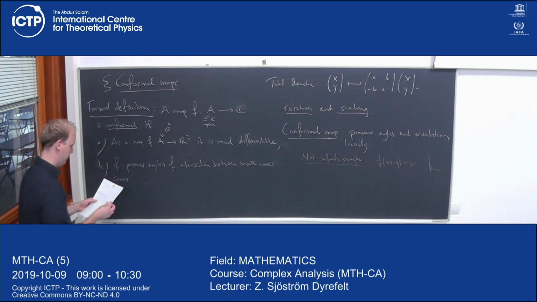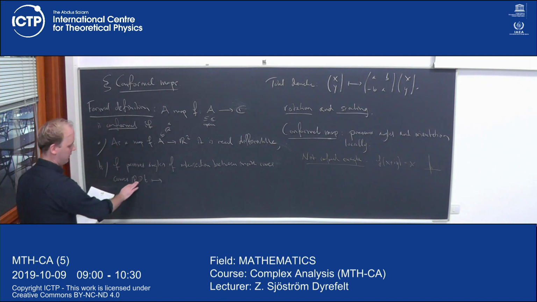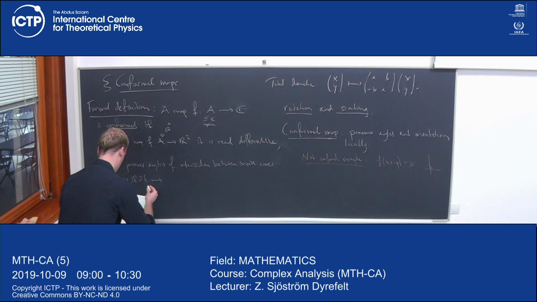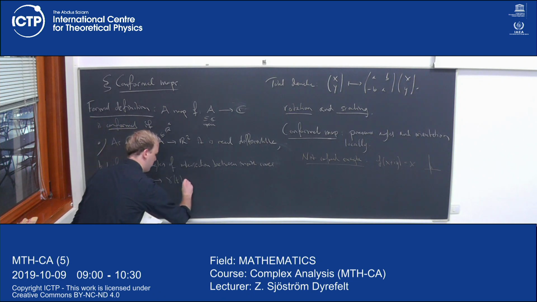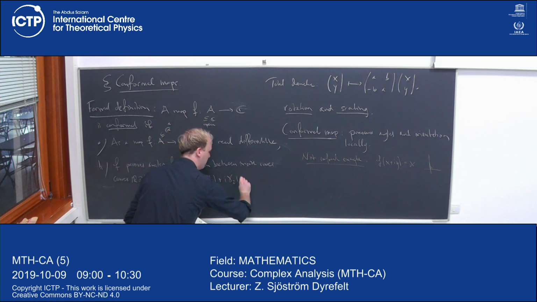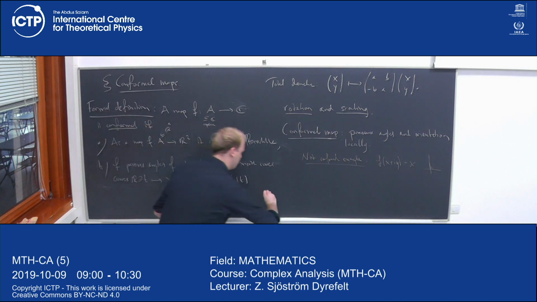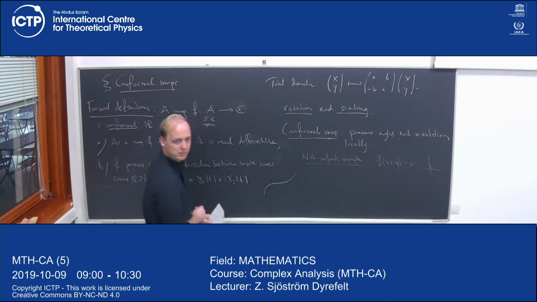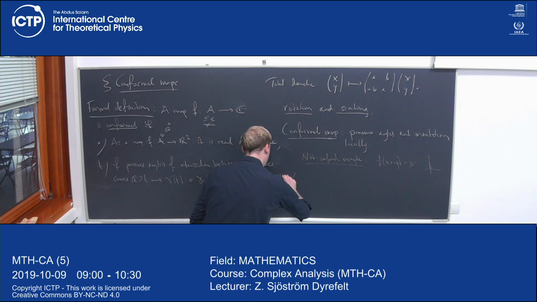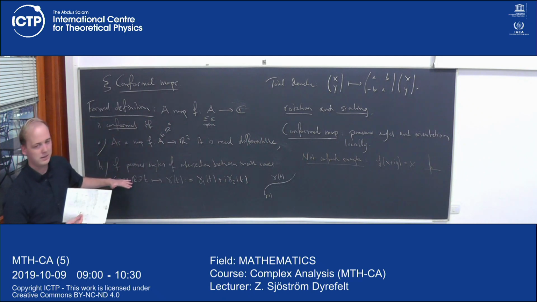So what is a smooth curve? A smooth curve is a map, parameterized by R or some interval in R, to gamma of t, which is gamma 1 of t plus i gamma 2 of t, where these are smooth functions of t. So you get some curve, gamma of t. This is gamma of 0, and then you have gamma of t here, and you have a curve like this.